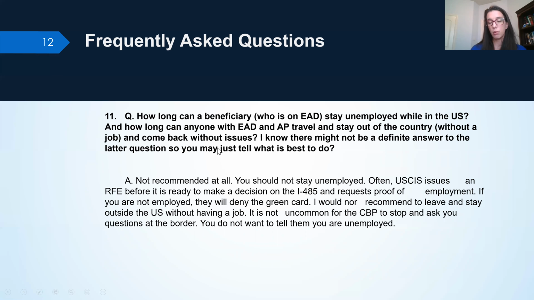And the reason is because the EAD is given based on an employment-based petition. So you're presumed to be either staying on an H-1B, or using your EAD and employed full-time. At least that's what happened in the past when we had this, between 2007 and what was it, 2011, 2012.